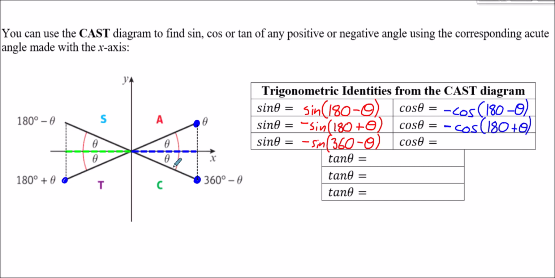And finally, in the fourth quadrant, for this point here, you can see that cos of 360 minus theta will have a positive value as well, because this point is on the positive portion of the x-axis. So cos theta equals cos of 360 minus theta.